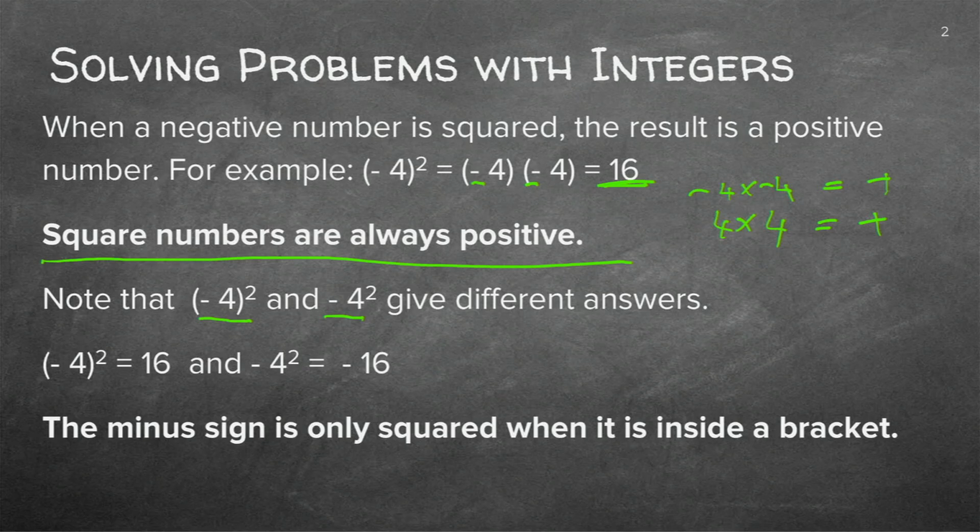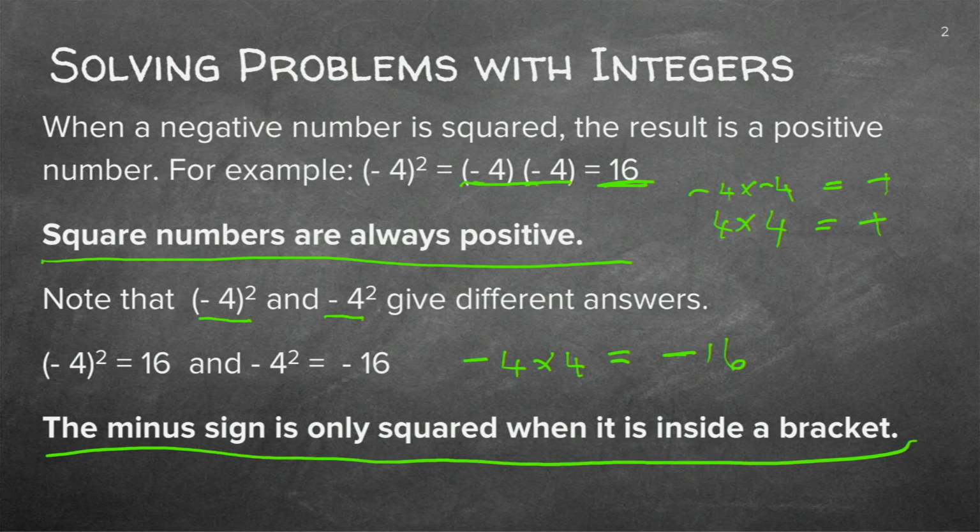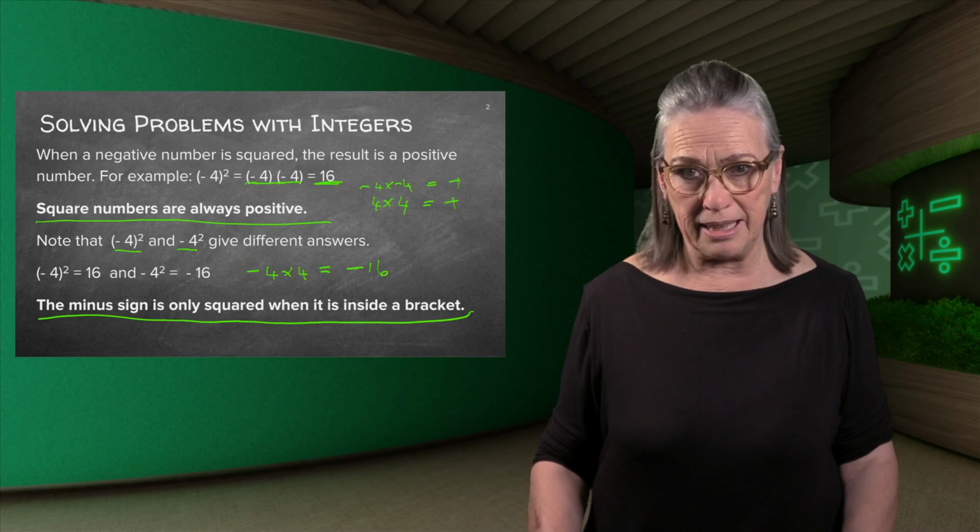Let's look at this. (Minus 4) squared will give us 16, right? Because it is minus 4 times minus 4. But minus 4 squared without the brackets will mean minus 4 times 4, and that will give us minus 16. So what is the thing that we must remember? The minus sign is only squared when it is inside a bracket. So if you're not sure about this, please pause and go over these examples again.